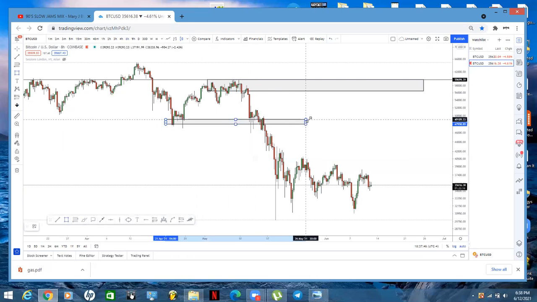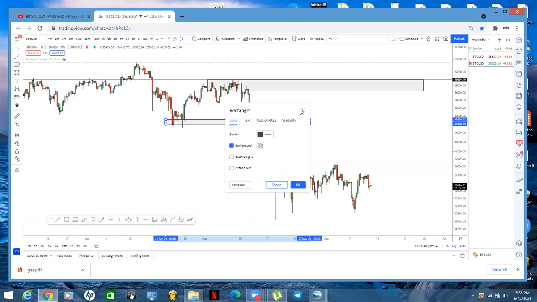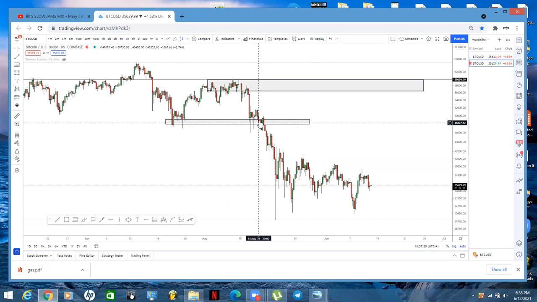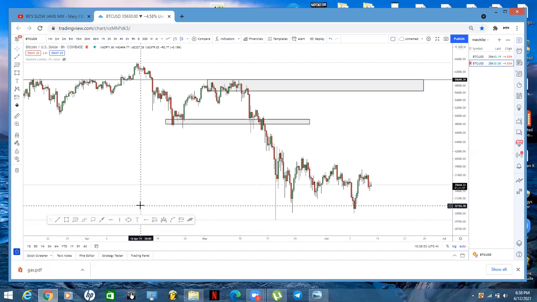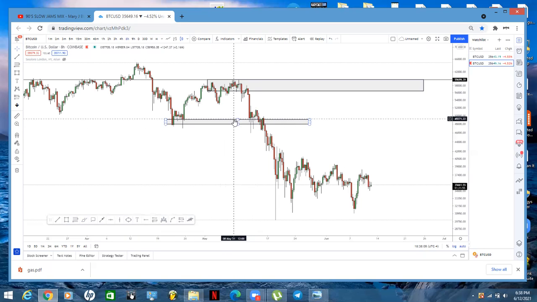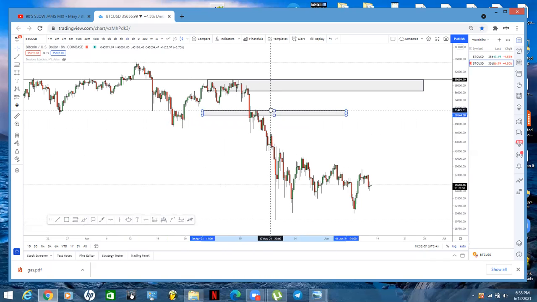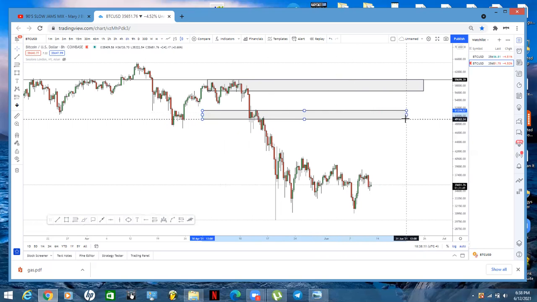And once we finally broke that structure right up in here, we broke it right up in here. This was the counter that broke that structure. And notice how this counter right here came back into this order block right here. So I can take this back up. So this was your structure break right here.